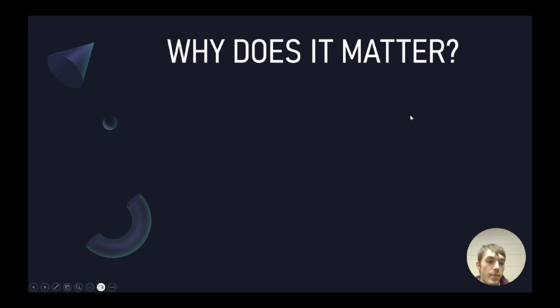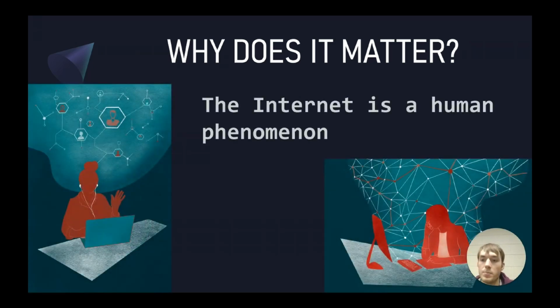So why does DNS matter? Why is it so important? Why do we even implement it? Well, it's because the internet is a human phenomenon. We've already talked about how names are going to be more usable for human users than numbers. And DNS provides a way that the internet can be accessible to the everyday person, and thus it's absolutely crucial for the functioning of the internet.